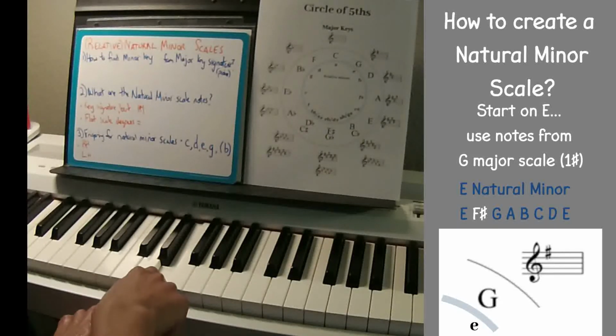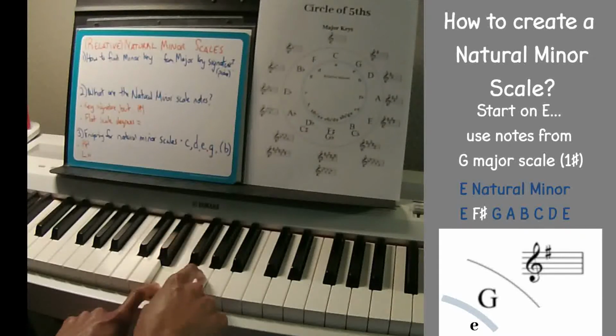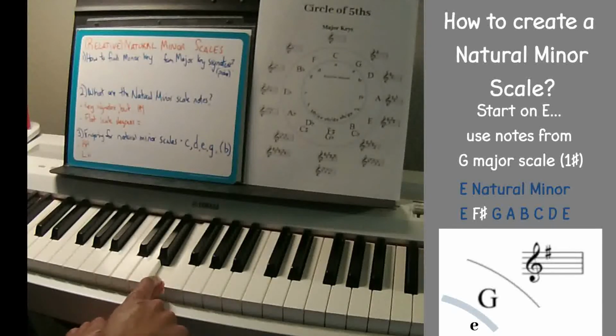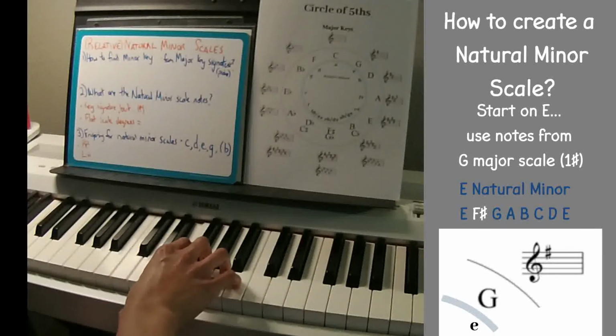So if you wanted to start on a note, you go up 3 half steps, and then you landed on a G. And if you remember that in the key of G major you have 1 sharp, and that would be F sharp. So then in E natural minor, you would start on E, playing all those notes with 1 sharp.